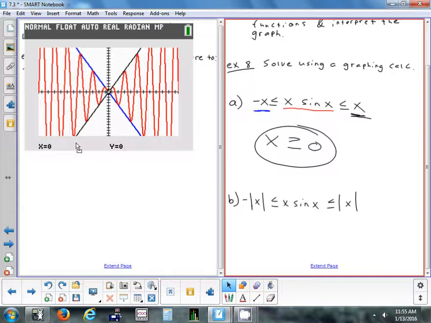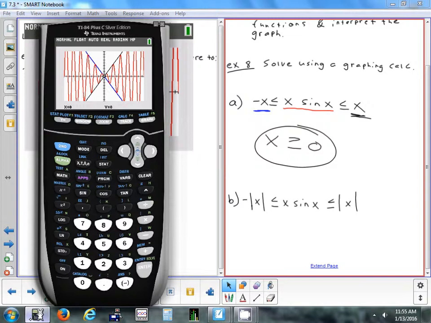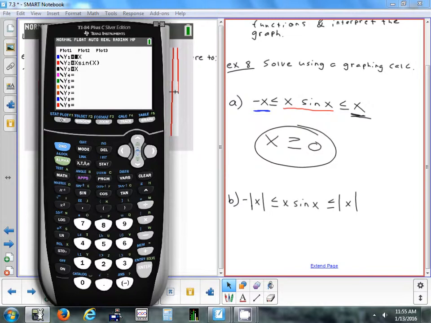Now, I want to take a look at B. And if you did it in color, if you don't do it in color, you actually are not going to be able to tell the difference between the two pictures. Okay? So watch what happens when we do B. Leave x sine x on y2, but type in negative absolute value of x. Okay, and also type in positive absolute value.